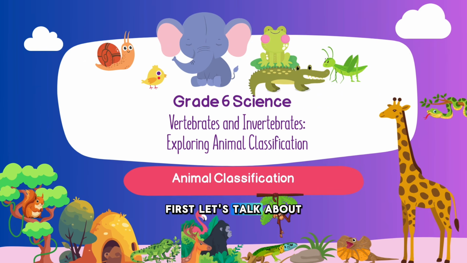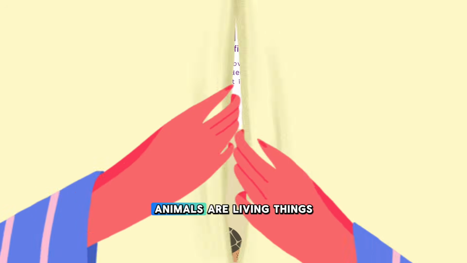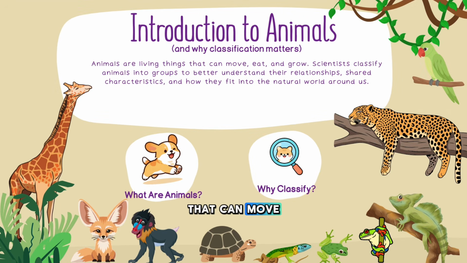First, let's talk about classification. Animals are living things that can move, eat, and grow. Scientists classify animals into groups based on their shared characteristics. Why is classification important? Because it helps us understand animals better, recognize their similarities and differences, and understand how they fit into the natural world. Think of it as organizing a huge collection of animals into groups that are easier to study.